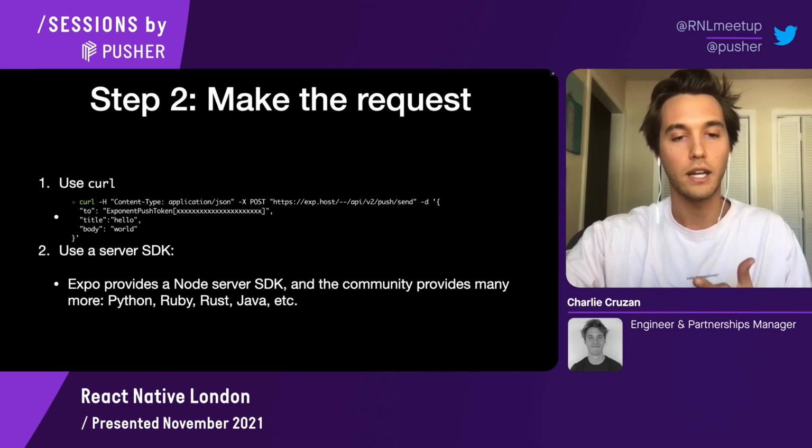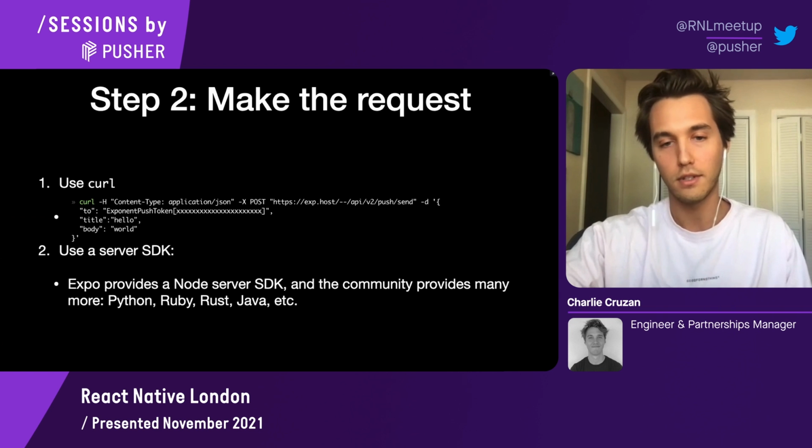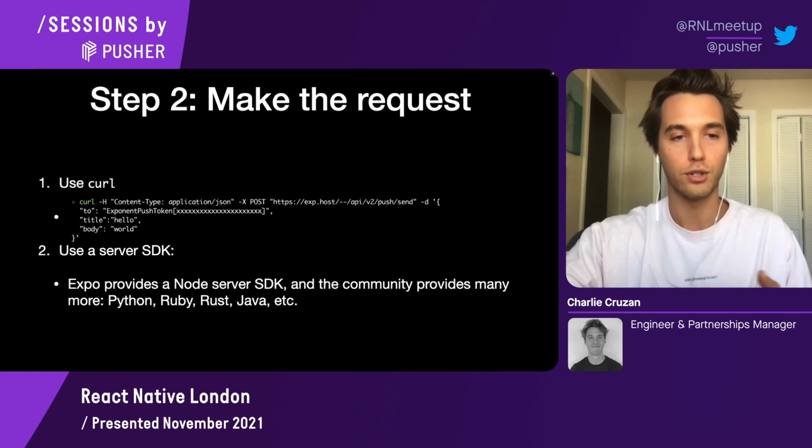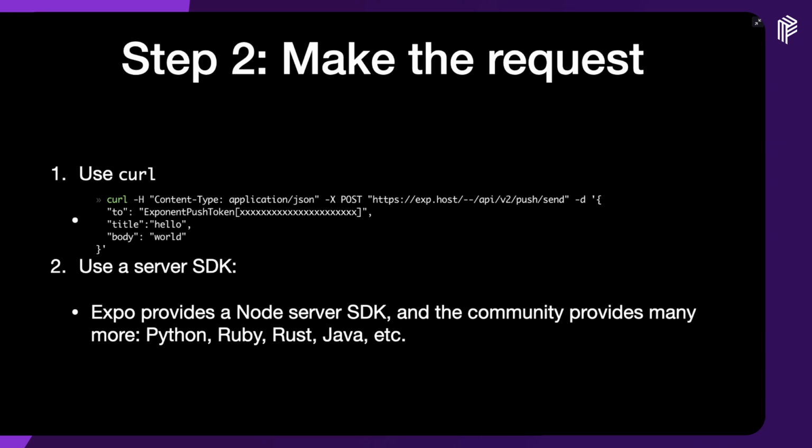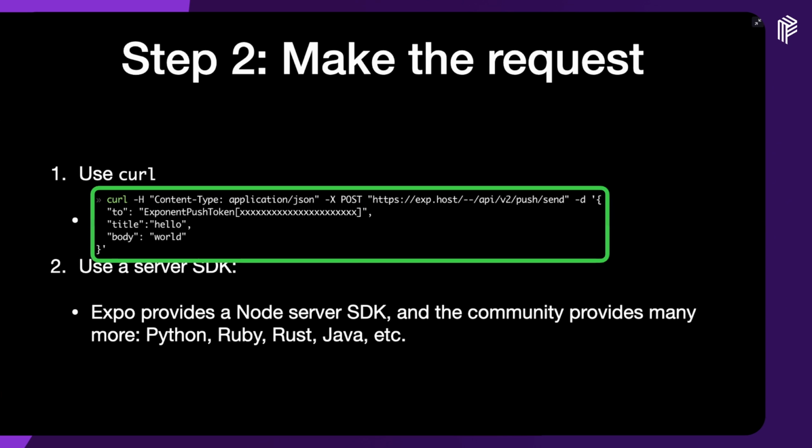So when it comes to sending a request, we have two options: using curl in our terminal or some type of server SDK. Expo has a node server SDK that we maintain, and then the community has actually created a ton based off of that one and a ton of other libraries, depending on whatever you need in your backend. In production, obviously, you'd use a server SDK rather than like manually curling in your terminal every time you want to send a notification. But for our talk, we're just going to use curl because it's a little bit easier to show off.